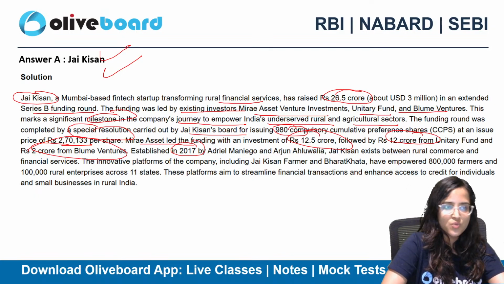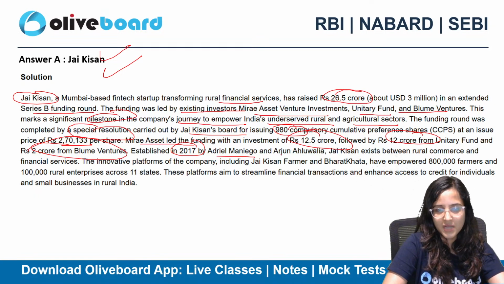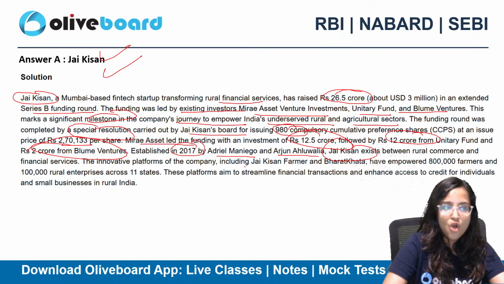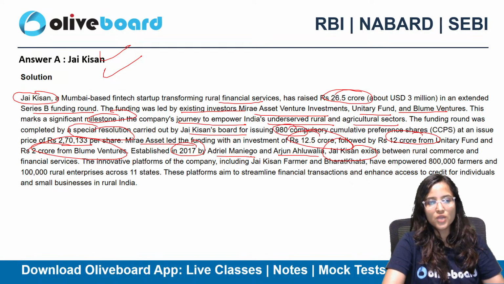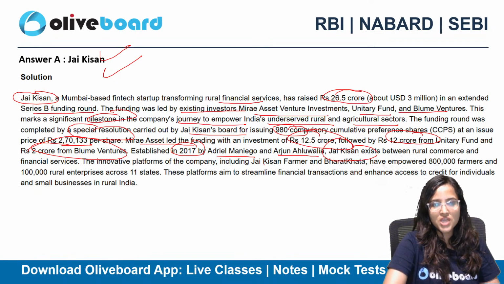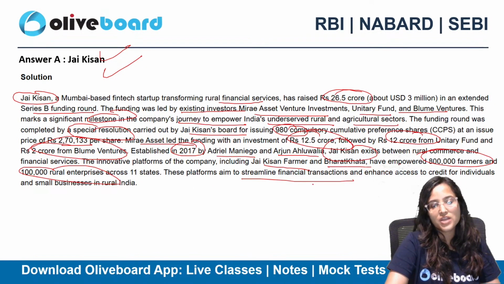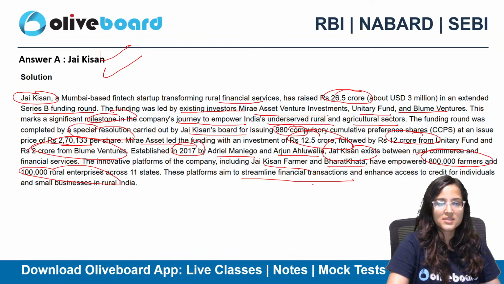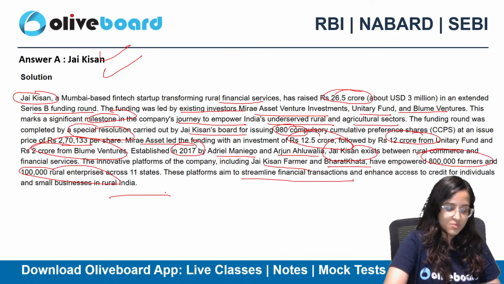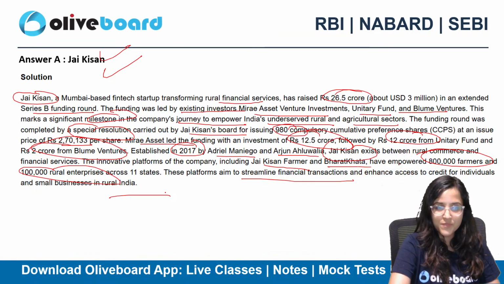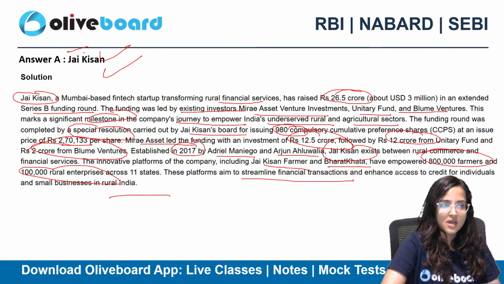This was established in 2017 by Adriel Manaigo and Arjun Ahluwalia. Jai Kisan exists between rural commerce and financial services. The innovative platforms of the company, including Jai Kisan Farmer and Bharat Khata, have empowered 8 lakh farmers and 1 lakh rural entrepreneurs across 11 states. And these platforms aim to streamline financial transactions and enhance access to credit for individuals and small businesses in rural India. Fine. So it is Jai Kisan, remember.